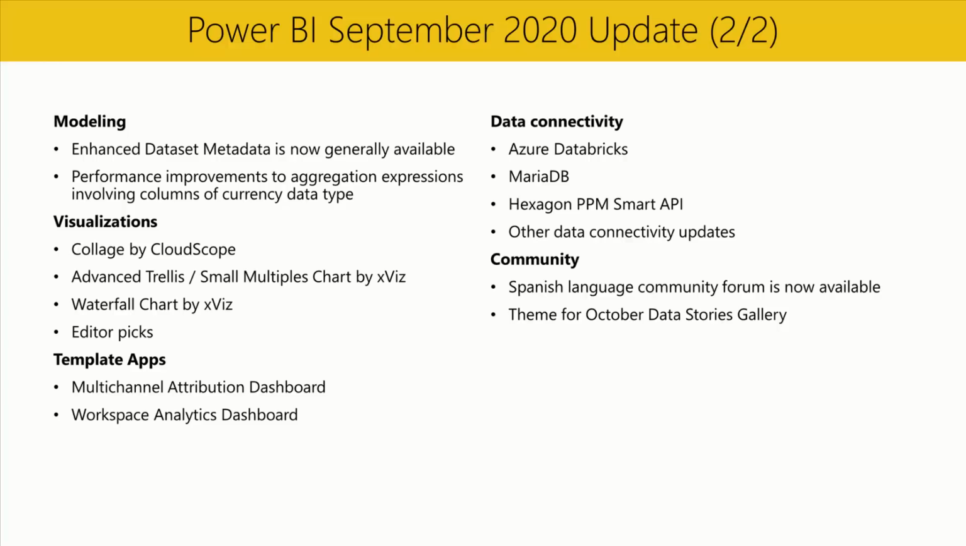And third is the Hexagon PPM Smart API connector, which lets you connect to smart APIs from Hexagon PPM to get data. These are RESTful web APIs which typically provide access to data associated with software applications like Smart Plant Foundation or Smart 3D. The connector will be available in the other section of the Get Data dialog.